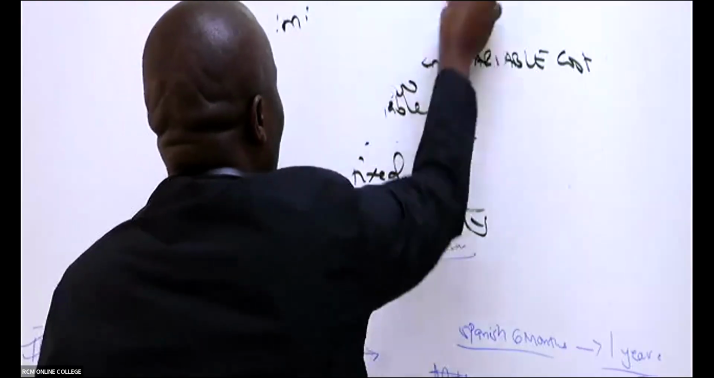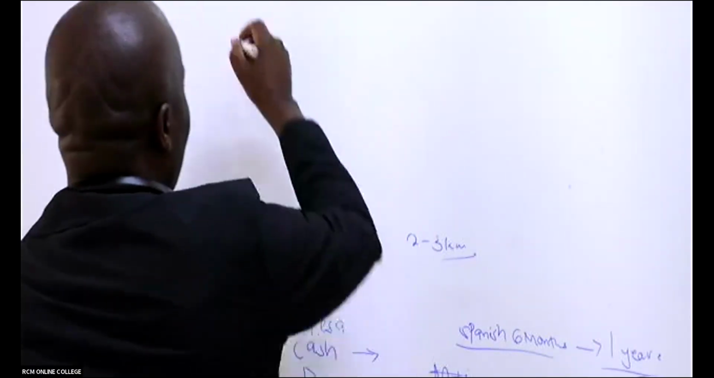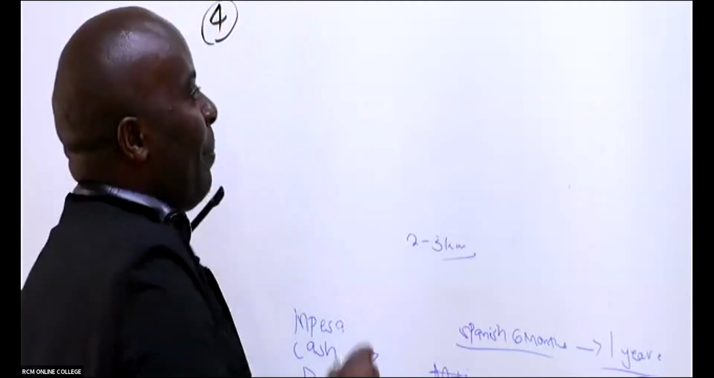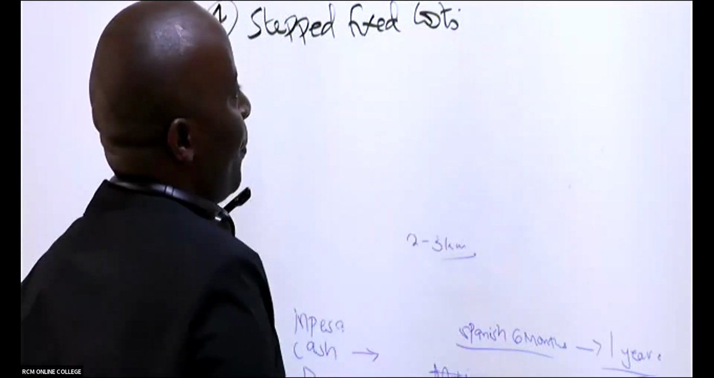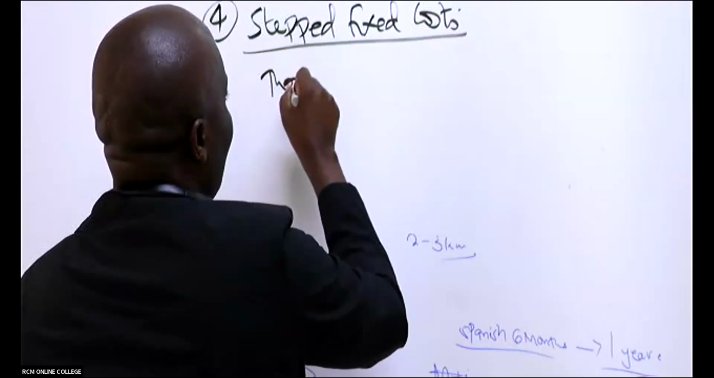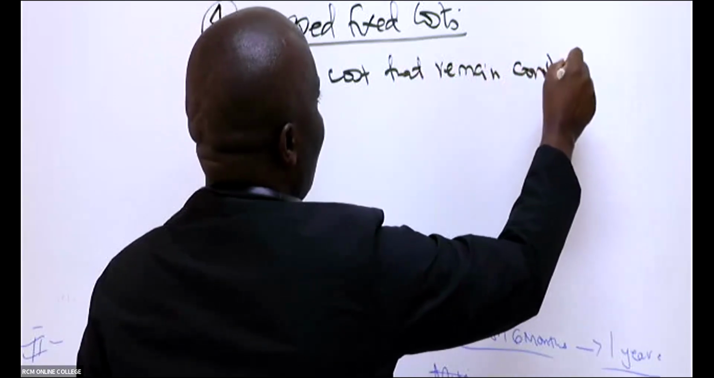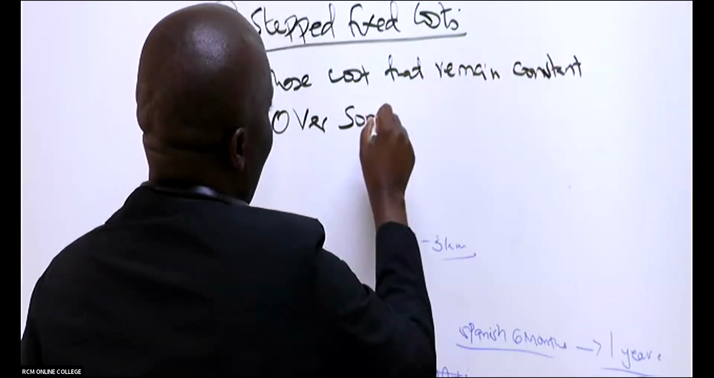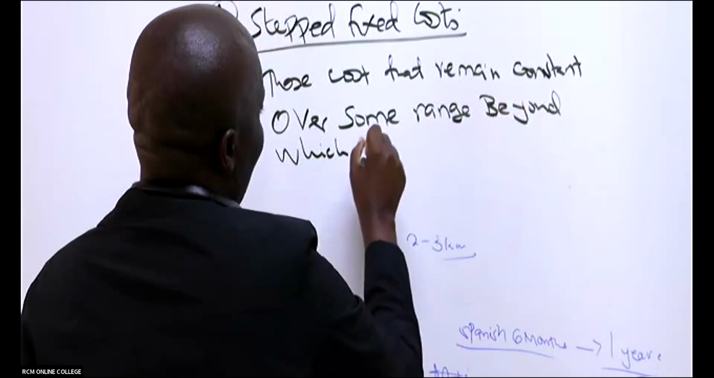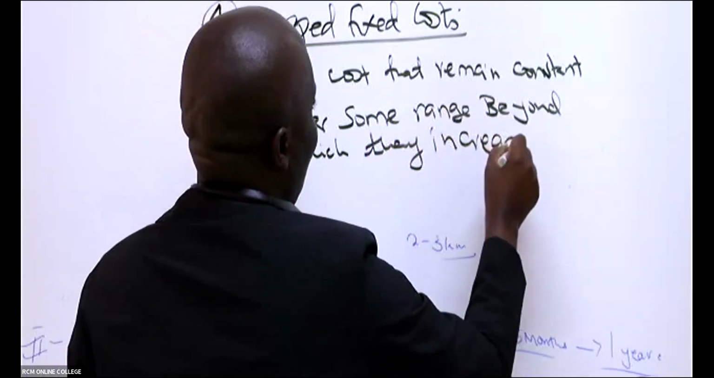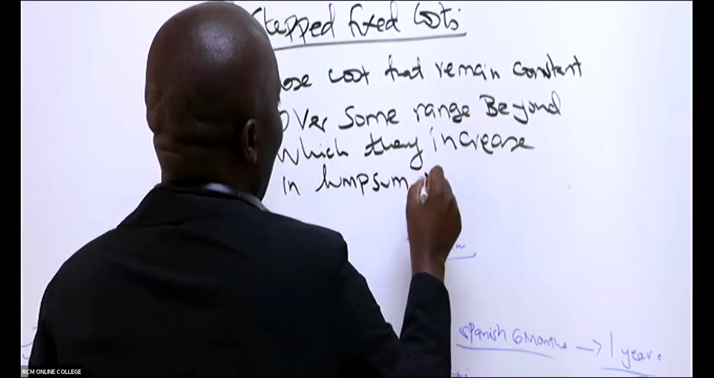Then there is one cost which I have not mentioned there that I always like explaining and writing here by myself. So we have here the fourth one. The fourth one is what we call the stepped fixed costs. So these are those costs that remain constant over some range, beyond which they increase in lump sum amounts.